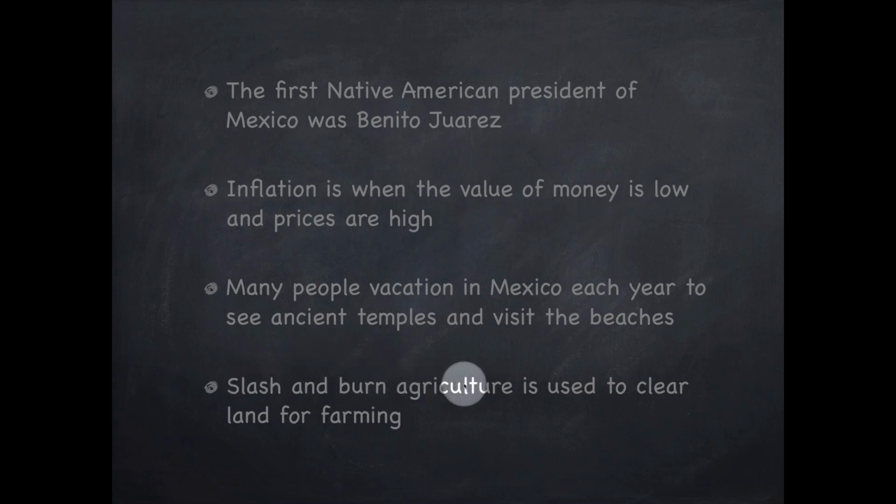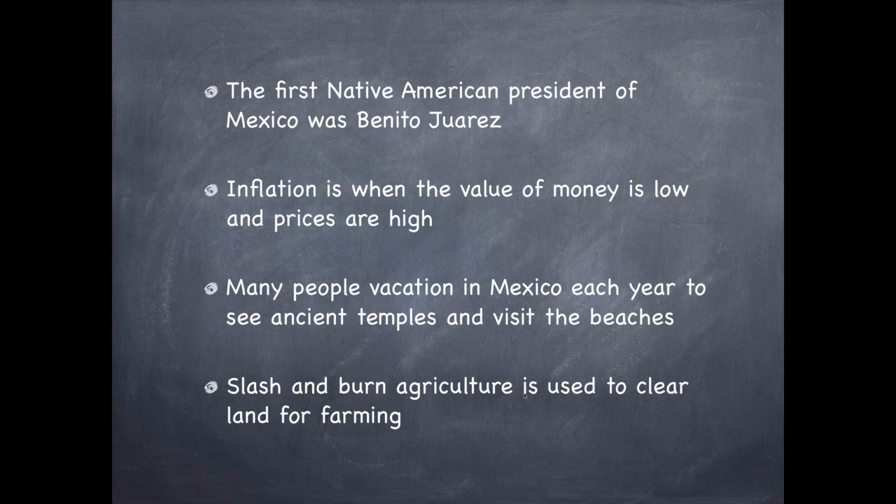Slash and burn agriculture is a way that people clear land for farming, where they go into the forest, they chop down trees, they burn down the stumps, and quickly clear land to create farmland.